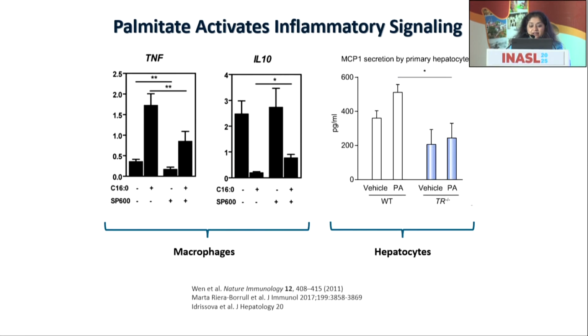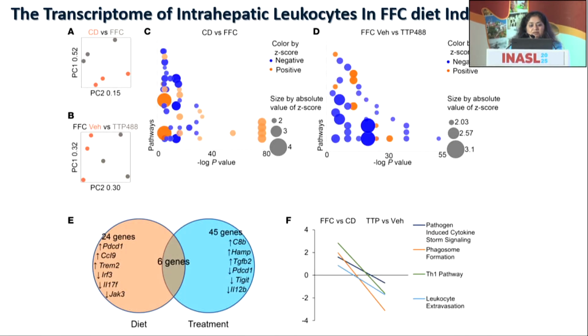Palmitate can have direct effects on inflammatory signaling. Shown here are some data from macrophages and hepatocytes indicating that lipids can directly cause pro-inflammatory signaling. And then some data here that the transcriptome of intrahepatic leukocytes can really be used to examine the gene pathways that are upregulated in dietary models of MASH. And in this case, we used a RAGE antagonist, but when we antagonize inflammatory signaling, the improvement that we see is in the top pathways that are known to be functionally activated in MASH.